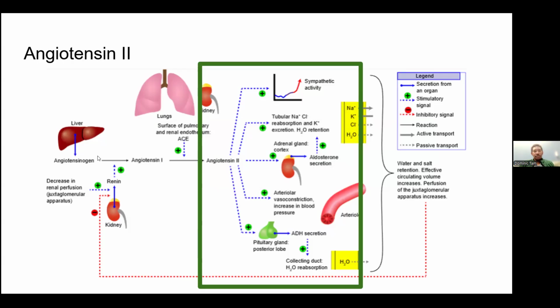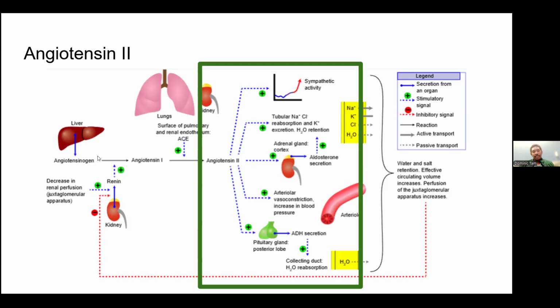It binds to one of two G protein coupled receptors, AT1 and AT2, with most of the action mediated at the AT1 receptor. Angiotensin 2, as highlighted by the green rectangle on the image, does have a few systemic effects which helps to increase blood pressure. So number one, angiotensin 2 has cardiovascular effects. It is a potent vasoconstrictor.